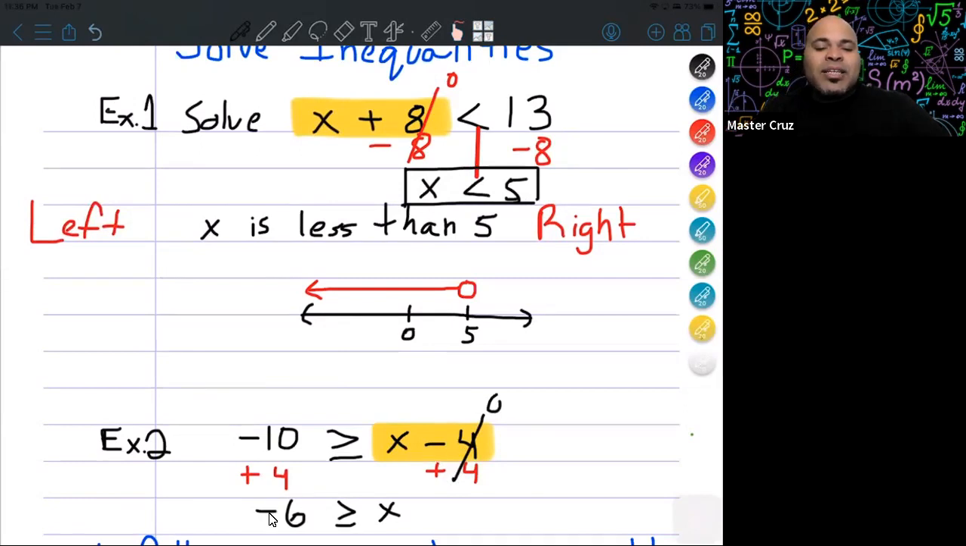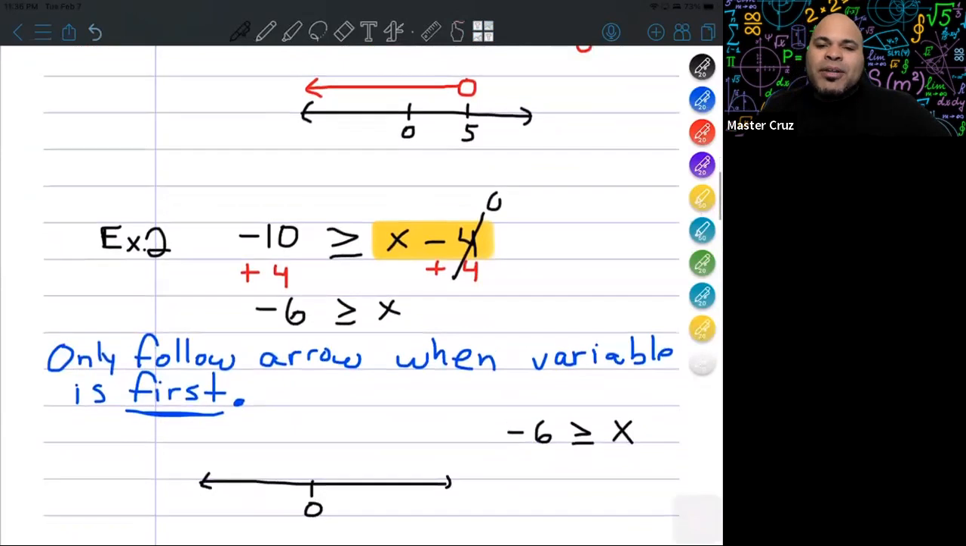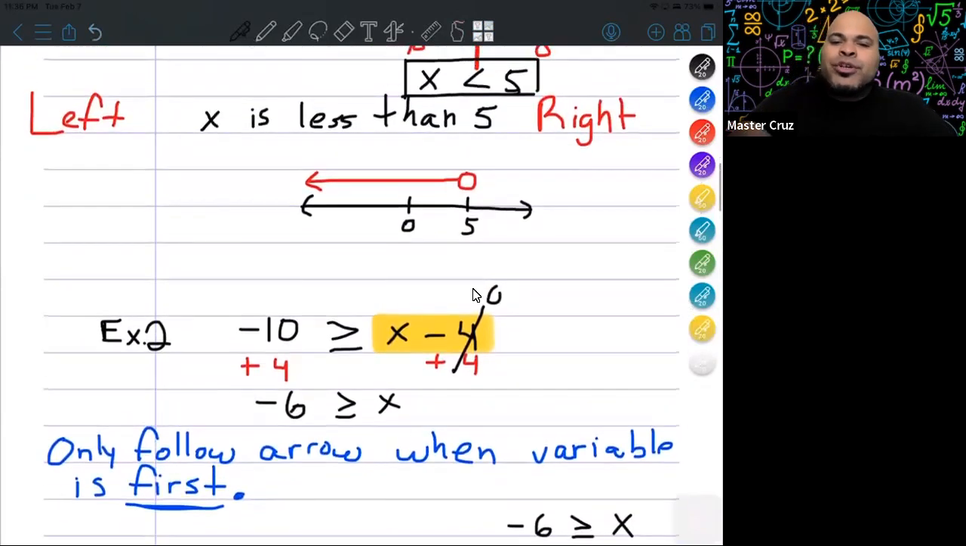Now I have as an answer that negative 6 is greater than or equal to x, and I need to graph this. But here's the deal. We talked about this before, and I just want to do a refresher: when it says x is less than 5, the symbol on top can be seen as the head of the arrow. So it's pointing that way, not the number that's eating, but this pointy side. This is the open side and the pointy side. That's pointing to the left, and this is pointing to the left. So that's pointing to the same side. You just go to the left.